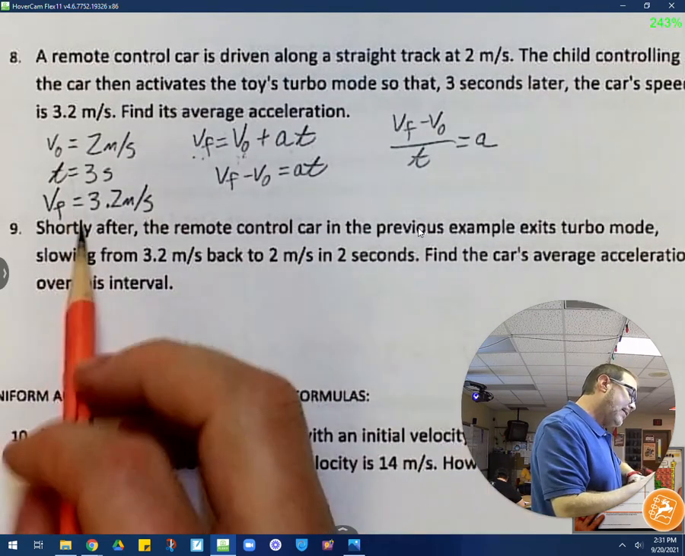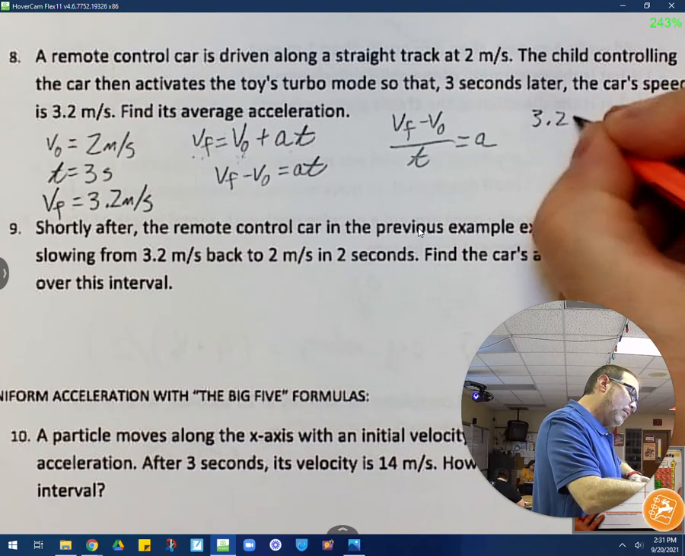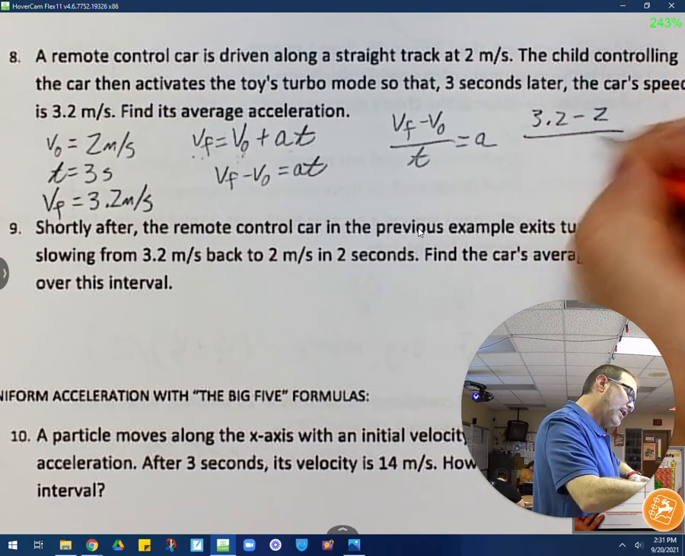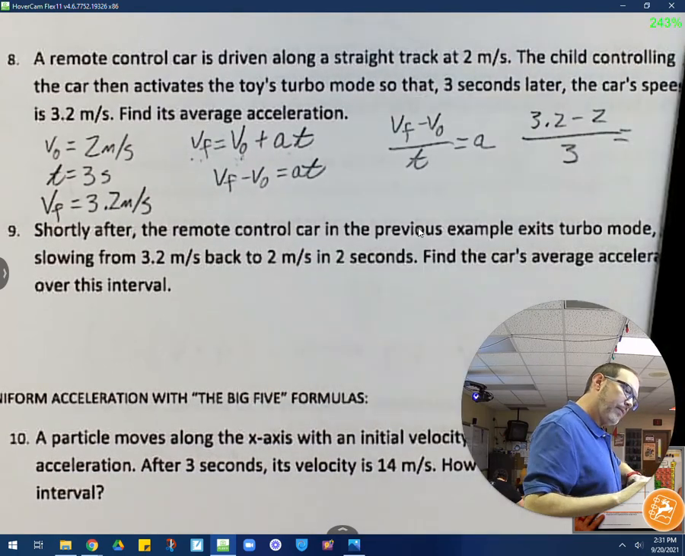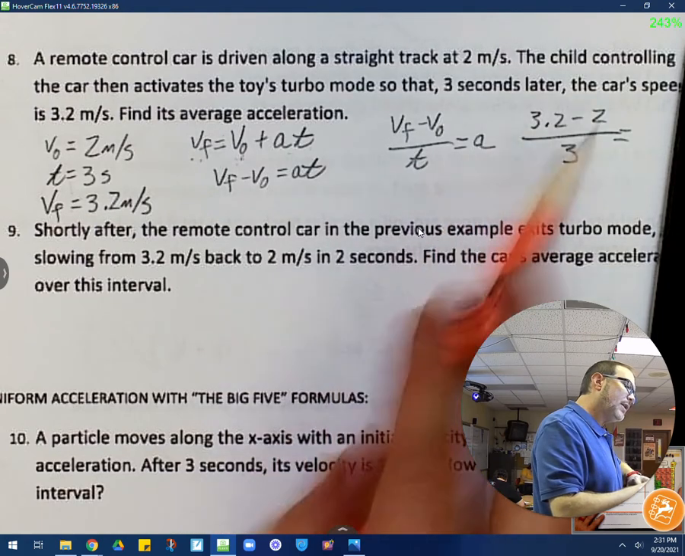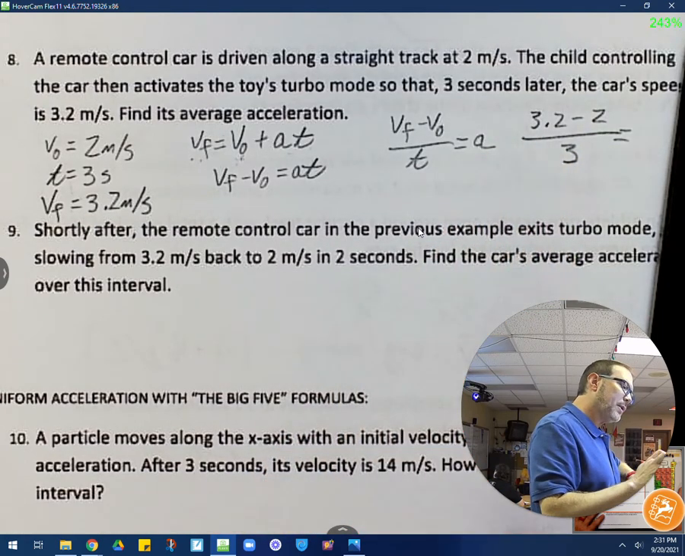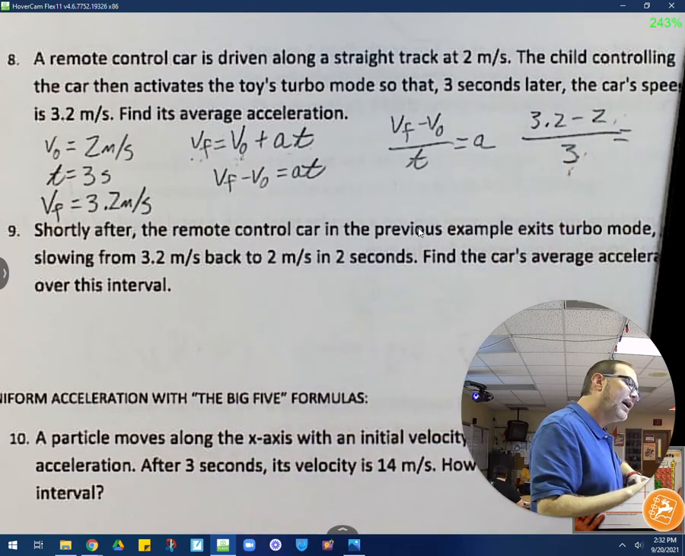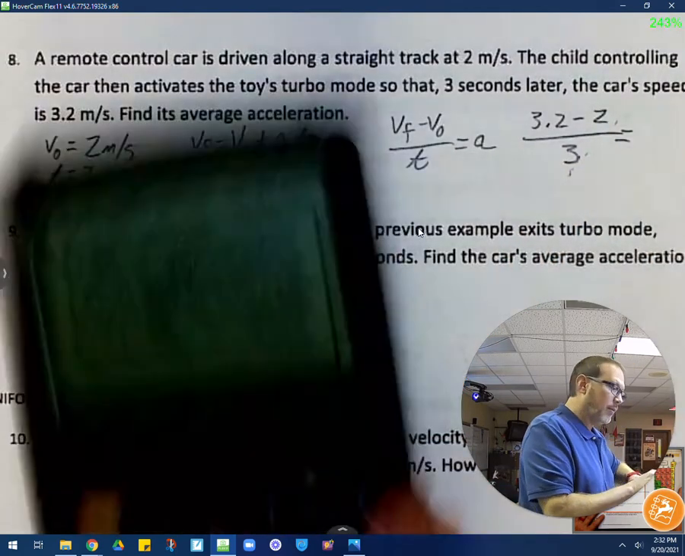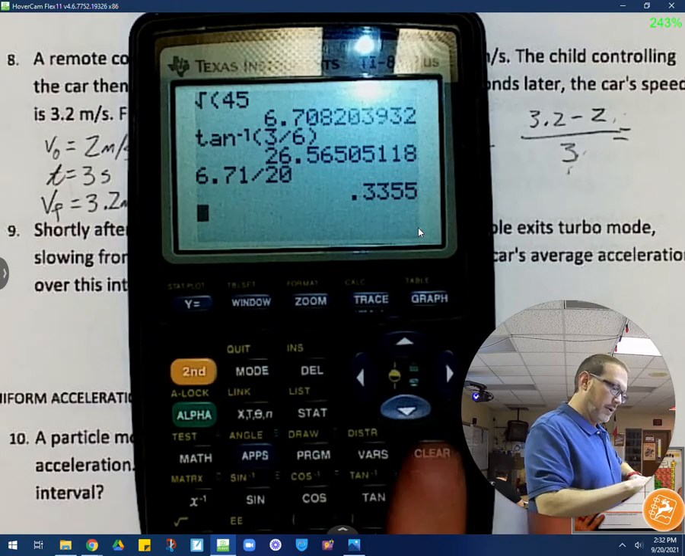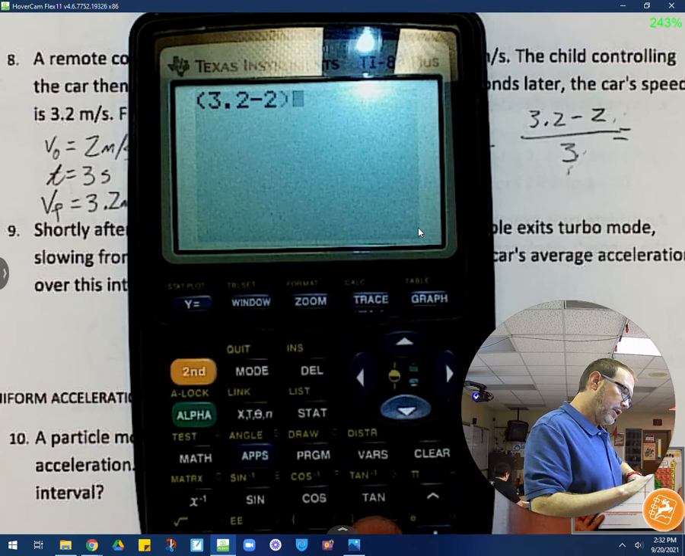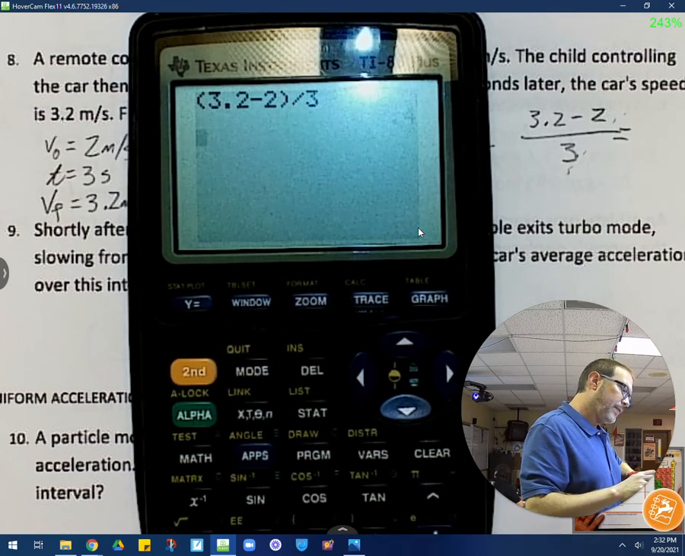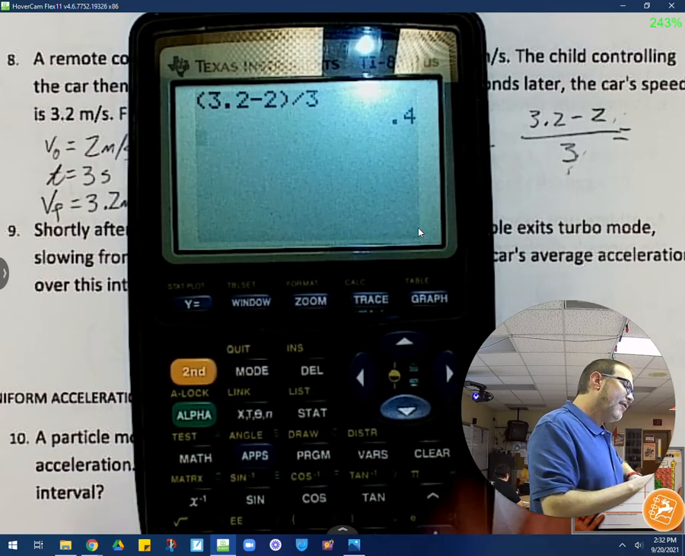So when I plug this in, I'm going to do 3.2 minus 2 divided by 3. And if you're doing this all in one operation, you want to use parentheses on the top part so that you don't accidentally divide by the wrong thing. So I'll do (3.2 minus 2) divided by 3. And I get an answer of 0.4.